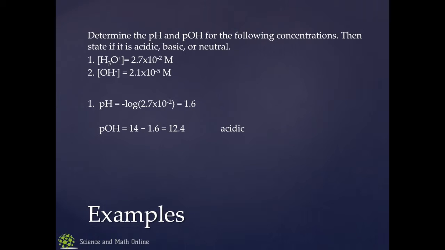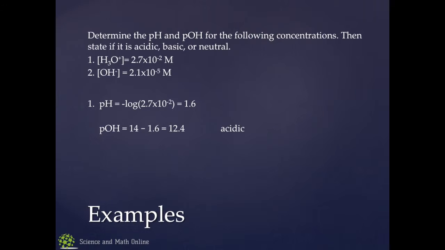So it's pH that we use to determine acidic and basic. A pH between 0 and 7 is acidic. A pH from 7 to 14 is basic, and then a pH of 7 is neutral. So 1.6 is clearly in the acidic range. So we're going to say this is an acidic solution.